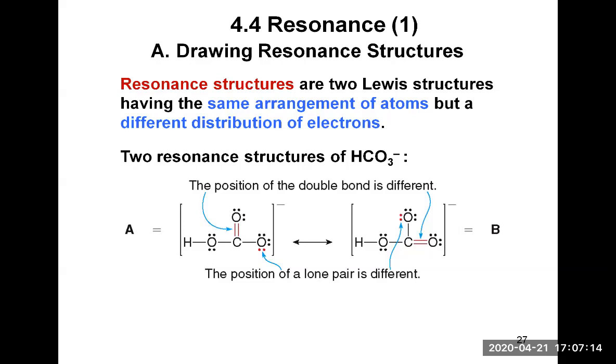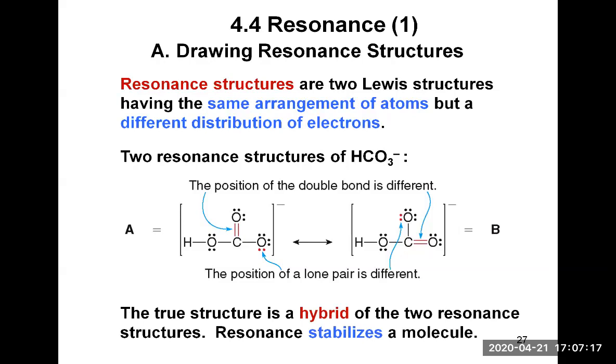And so what happens is that the true structure is a hybrid of these two resonance structures. Both structures happen, and the true structure is a hybrid, which means it flips between the two constantly. And instead of having a single bond or a double bond with those two oxygens, it's like you have a bond and a half with the oxygen to the right and a bond and a half with the oxygen above carbon. And the reason why molecules do flip between resonance structures is because resonance stabilizes the molecules.